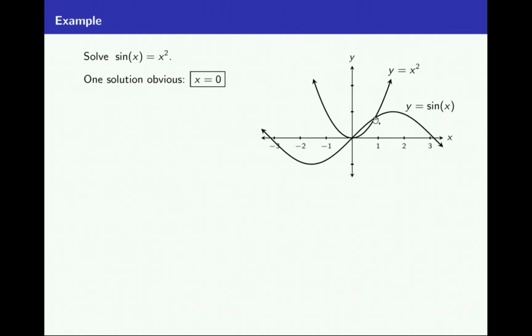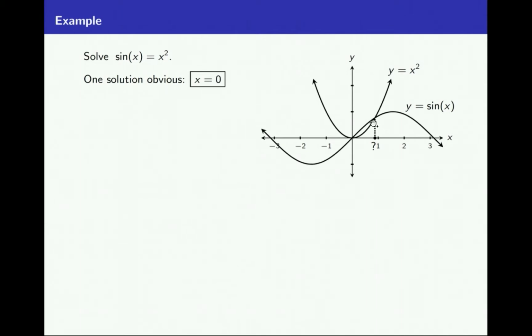What about this other solution that's right there? At some number, it looks like it's slightly less than 1. You get sine of x equals x squared. Let's see if we can find that solution. We can use Newton's method to find it.